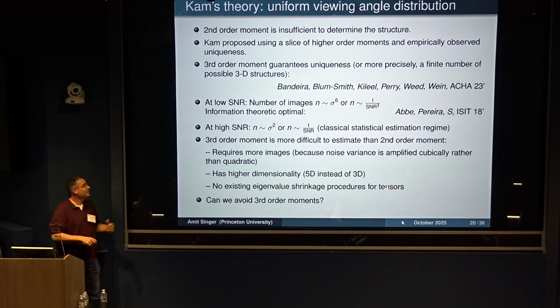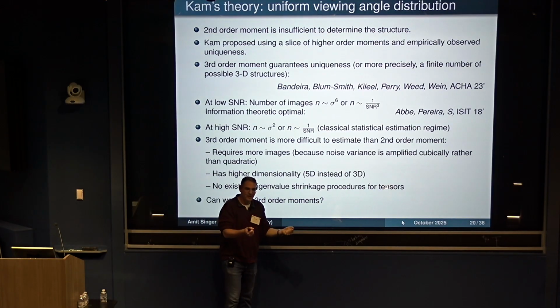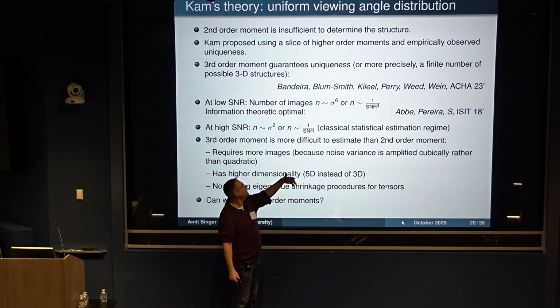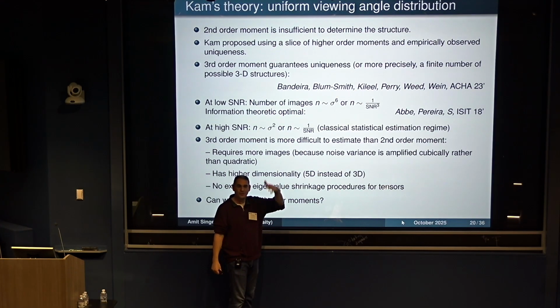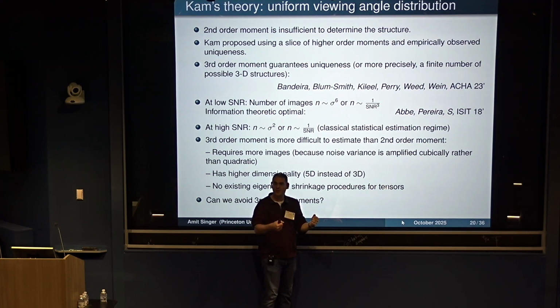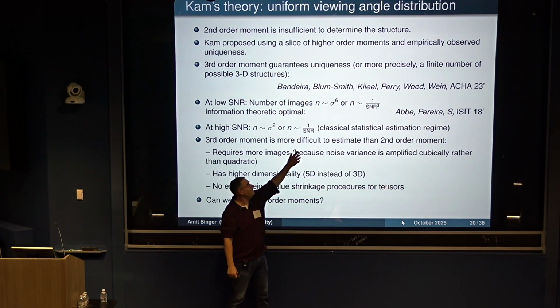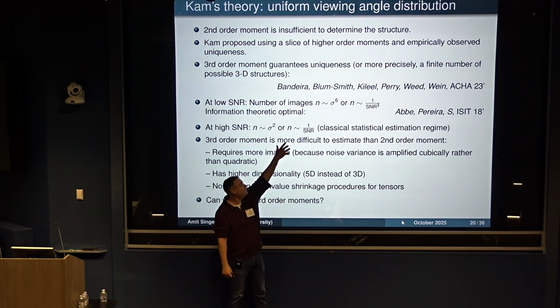So the fact that you need to go to third order moment, and when you multiply 3 pixels together, and each of them has a variance of sigma squared, at the high noise regime, this means that the variance of elements of the third order moment scales like sigma to the 6, because you multiply 3 terms of sigma squared together. So the number of images that you need now scales as sigma to the 6, or 1 over SNR cubed.